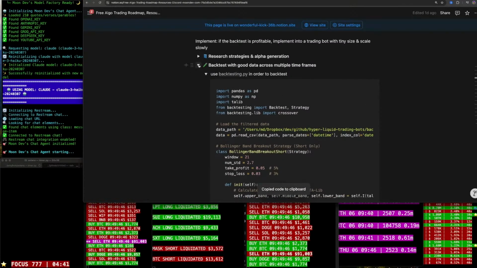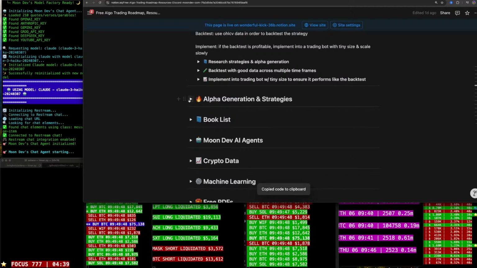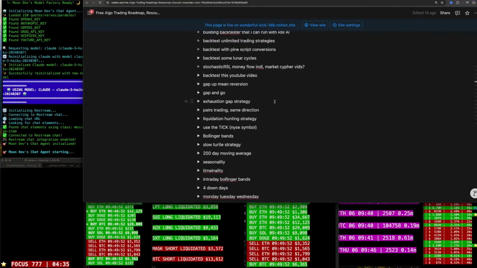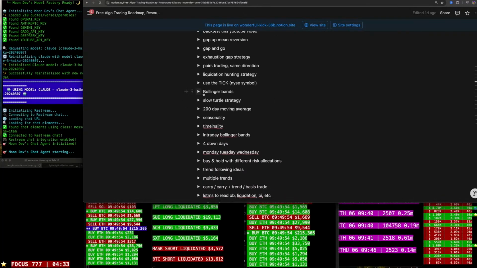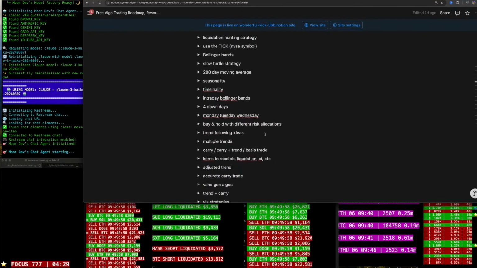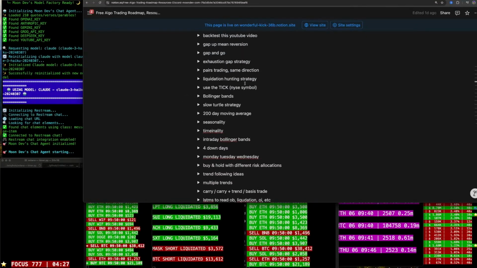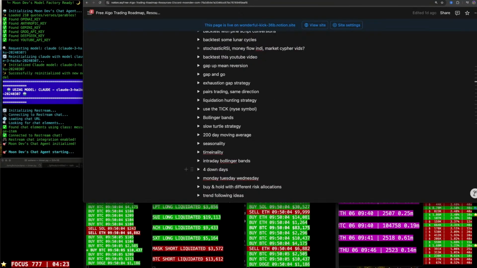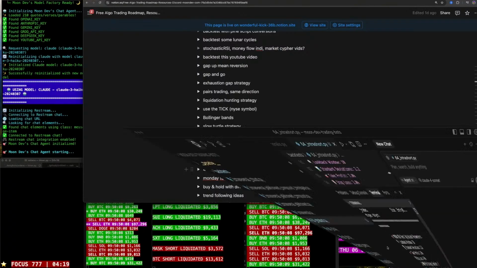What I'm going to do is go here to the alpha generation and strategies. And these are some of the ideas that I was telling you about. So you can see Bollinger Bands, slow turtle. What I want to do is pick one of these and then show you that code I just copied onto my clipboard and backtest it with you, because that's really where the game is. It's researching and backtesting, research and backtesting.